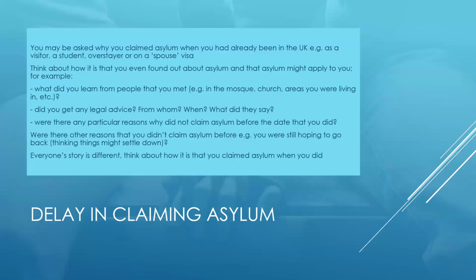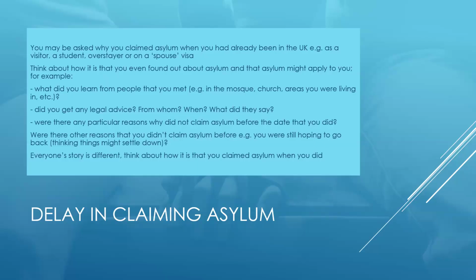The next questions, well, not necessarily in any particular order, they may ask you questions at some point about your delay in claiming asylum. You may be asked why you claimed asylum when you'd already been in the UK, for example, as a visitor, as a student, or you'd overstayed. You'd had some permission to be here and you stayed longer than you should. Or you might have been here in a different capacity. You might have come as somebody's wife or partner. Think about how it is that you even found out about asylum, even the meaning of it, and that this might be something that applied to you.